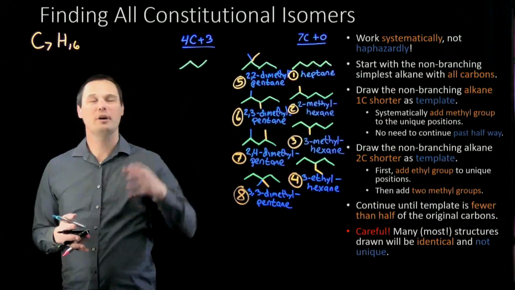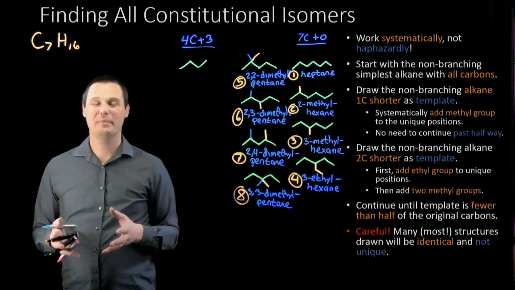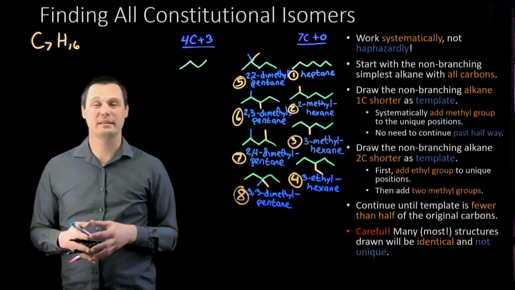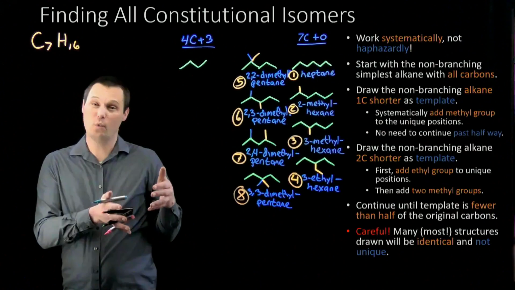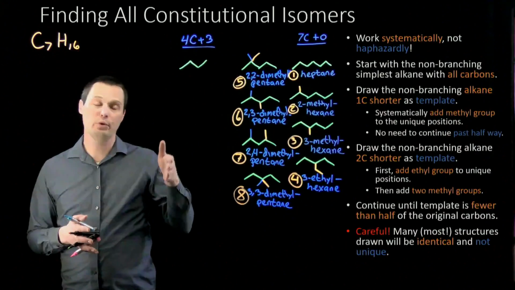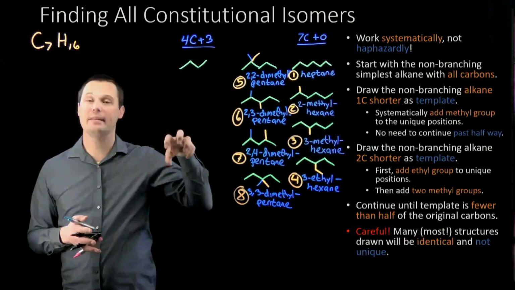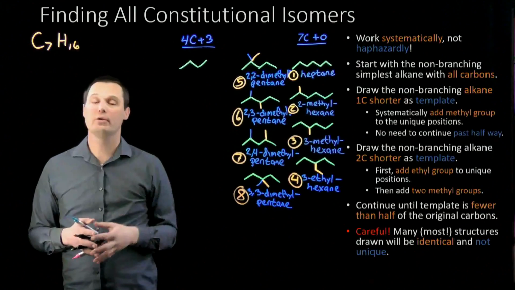The next set would be the 4 carbons plus 3 set, starting with the 4-carbon template, systematically adding 3 additional carbons. You might be asking yourself, how far do we need to take this? You could certainly go all the way down to the C1 set, but you don't really have to. Similar to the principle we saw before, we can stop when we get to the halfway point. Once we start chopping off more than half of the carbons and trying to add them back on as substituents, all of those will end up being identical.